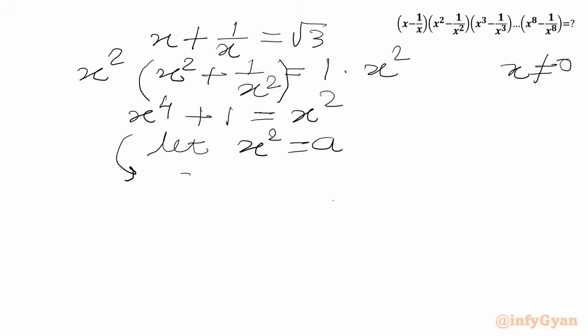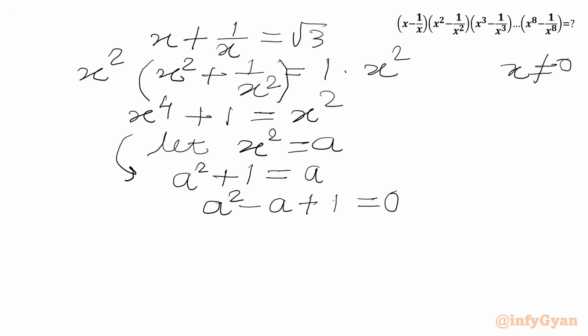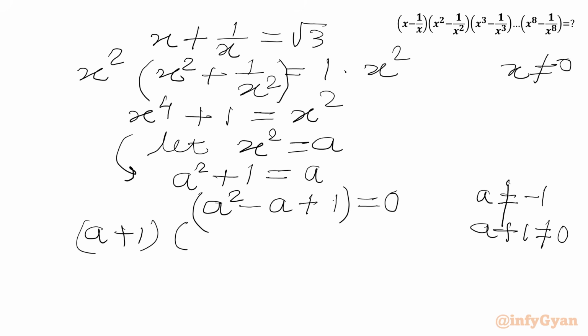So I will be writing the equation a square plus 1 equal to a, or a square minus a plus 1 equal to 0. Now we will check our equation at a equal to -1. Will it satisfy? So minus 1 square is plus 1, minus times minus 1 again plus 1, plus 1. So LHS becomes 3, RHS is 0, which is not true. So we will write here a cannot be equal to -1, or a plus 1 cannot be 0. Now we can multiply both sides by a plus 1. We will write a plus 1 times a square minus a plus 1. In RHS, 0 times a plus 1 will be 0.